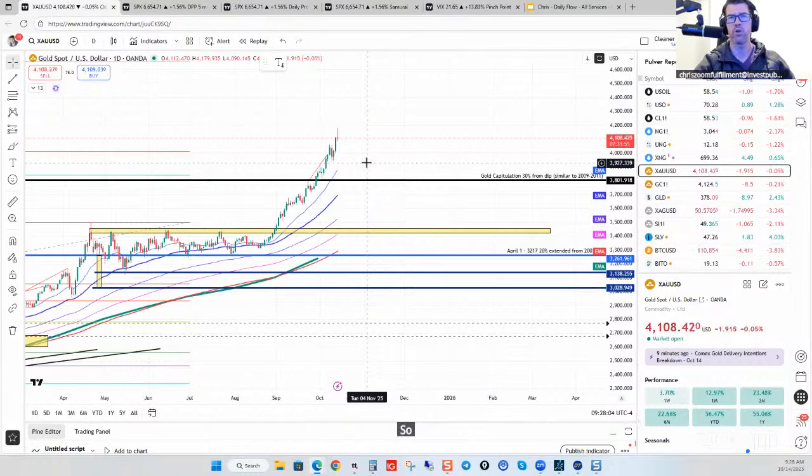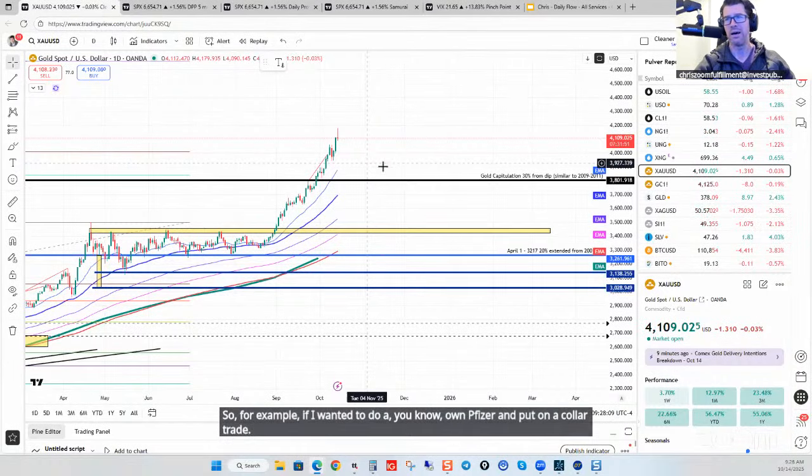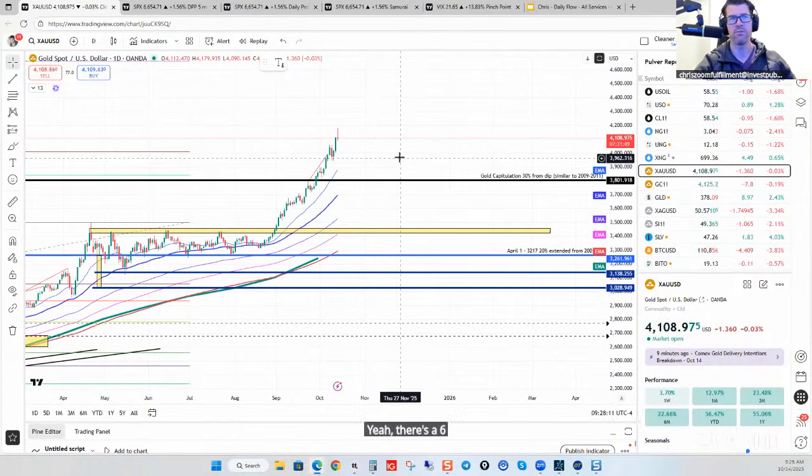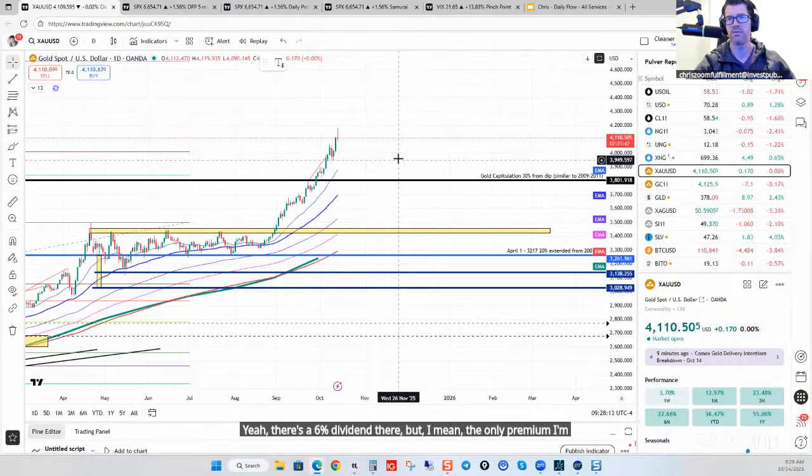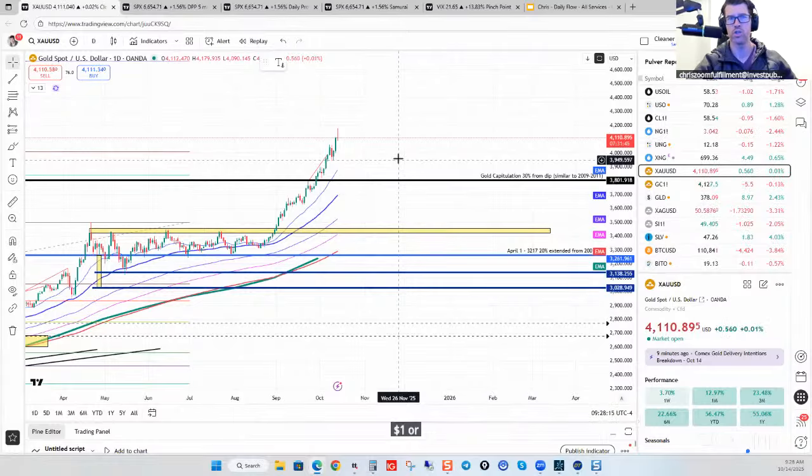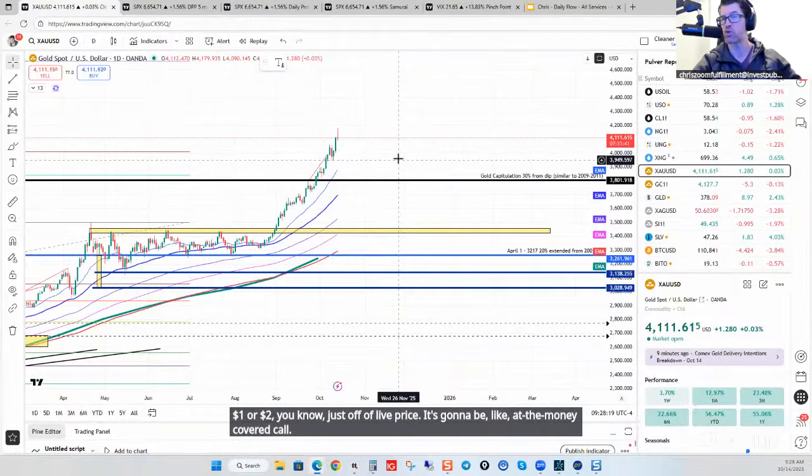So, for example, if I wanted to own Pfizer and put on a collar trade, yeah, there's a 6% dividend there, but the only premium I'm going to get is like $1 or $2, just off of live price. It's going to be like an at-the-money covered call, one strike lower long put.